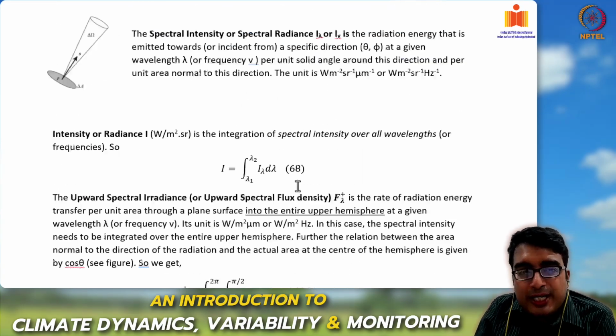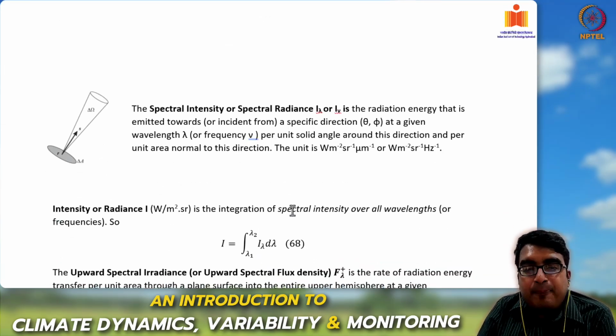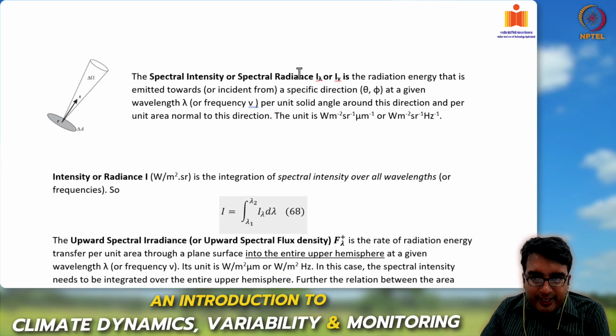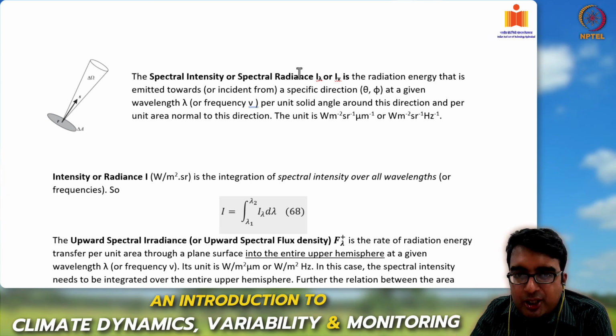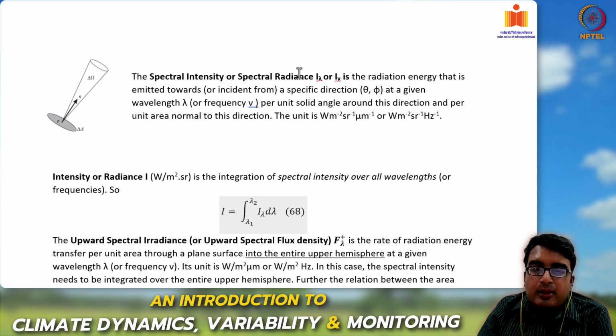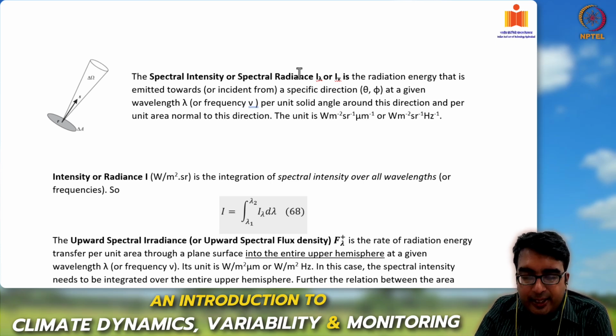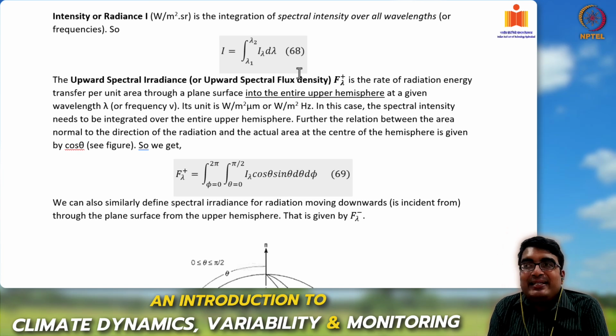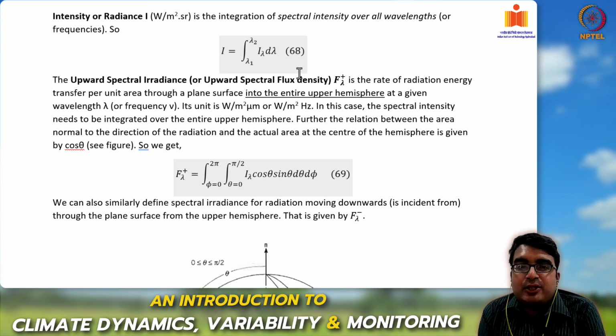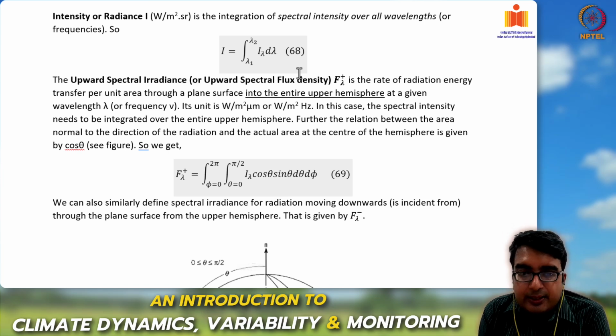So just to recap, we have looked at spectral intensity or spectral radiance, which is per unit wavelength, per unit solid angle, per unit area normal to the direction of radiation. Intensity or radiance is the integral of this spectral intensity over all wavelengths or frequencies.